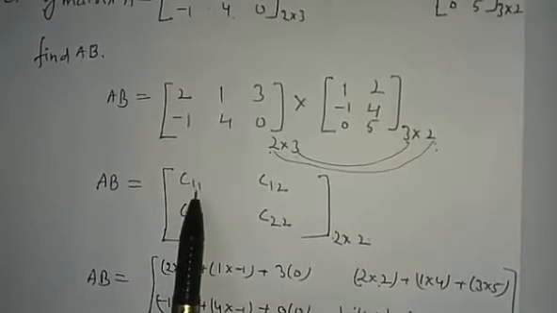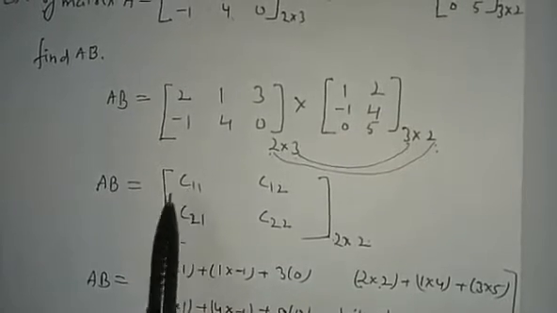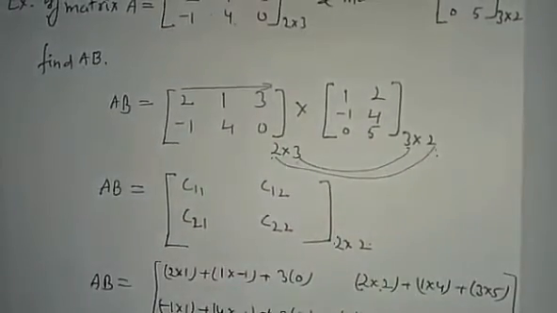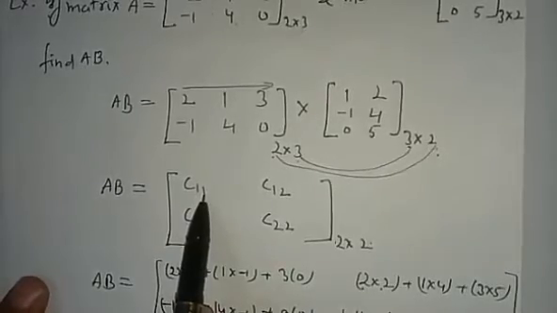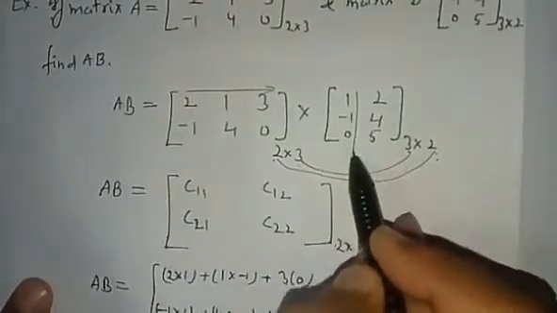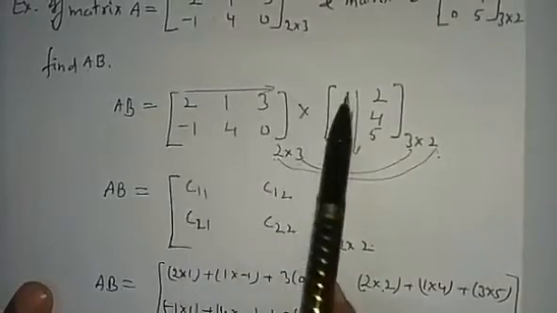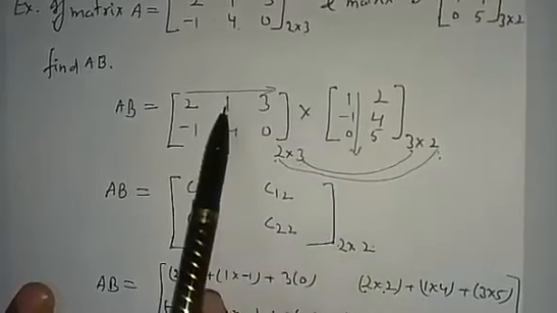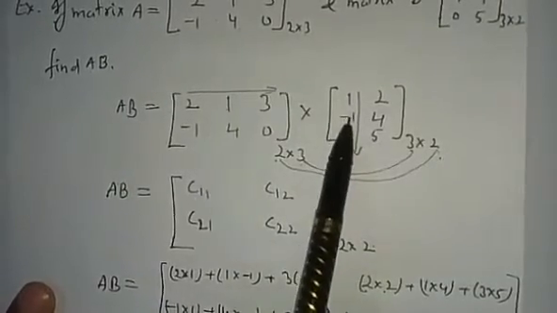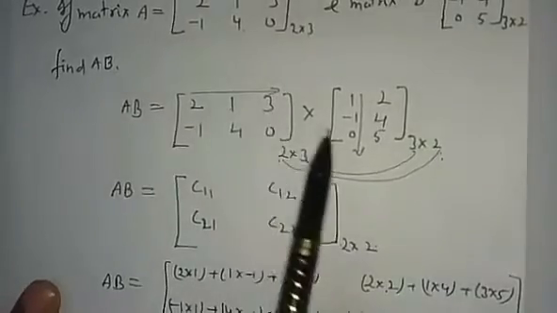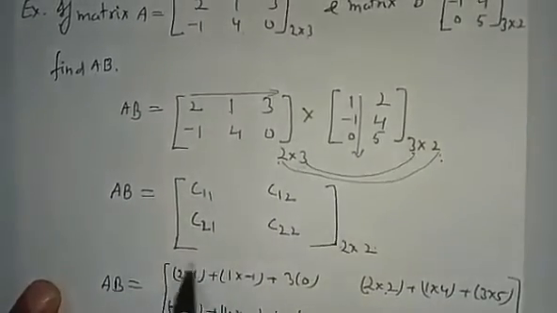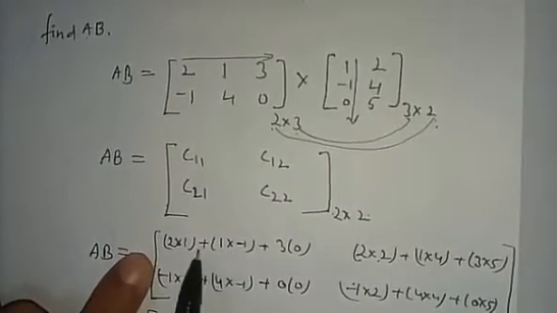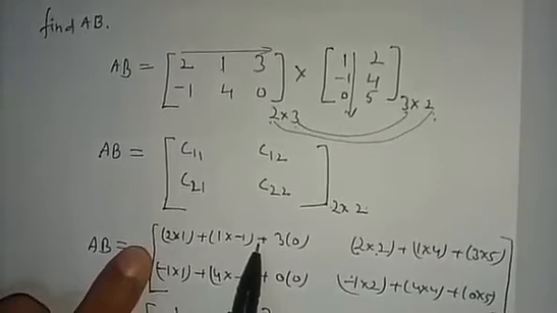C11 means first row and first column. So we take first row of the first matrix and we take first column of the second matrix, and we multiply the corresponding terms. Means we multiply this 2 with this 1, we multiply this 1 with this minus 1, we multiply this 3 with this 0, like this, and whatever the result we get after multiplication, we add all the three values.